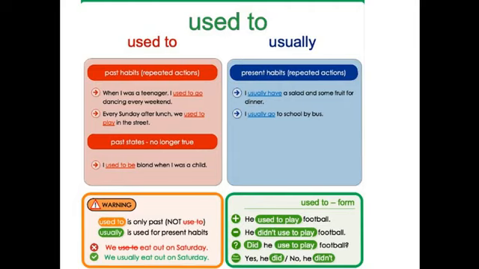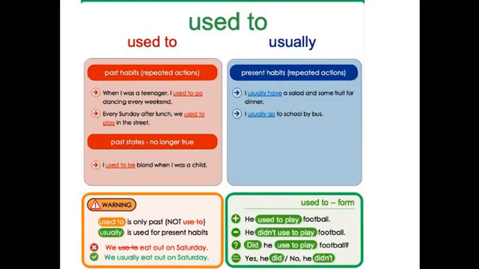So it can be used with past states that are no longer true. I used to be blonde when I was a child. So usually here is used with the present simple. It's repeated actions, but in the present. I usually have a salad and some fruit for dinner. I usually go to school by bus.